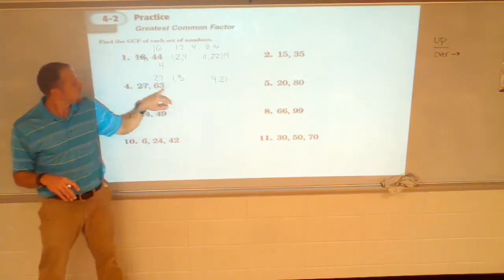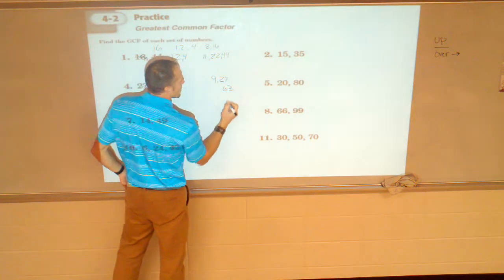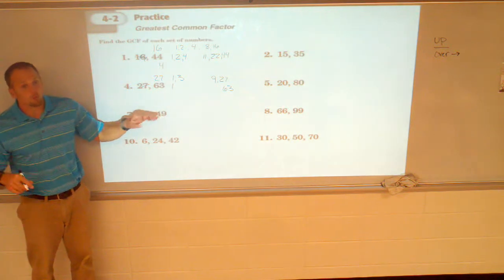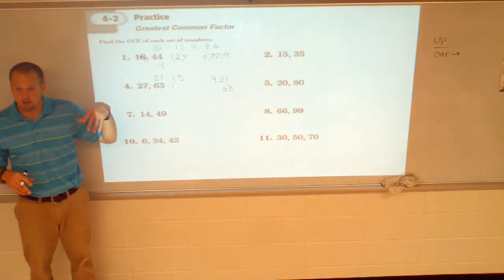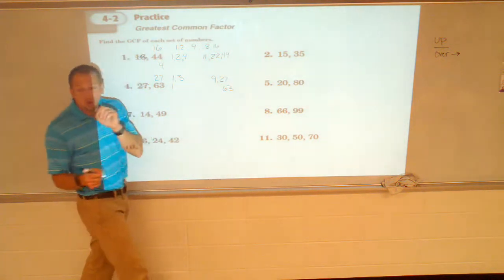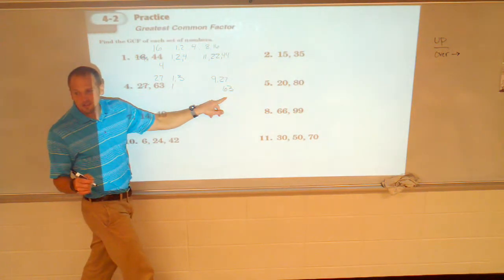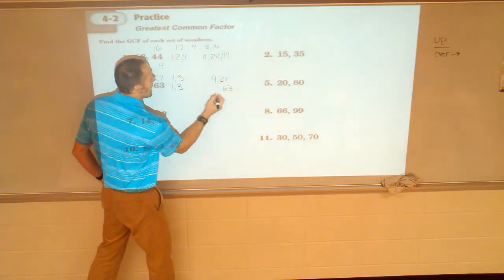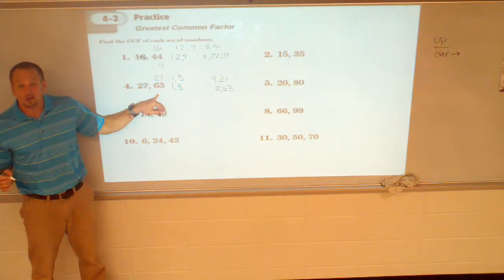Okay? Let's try 63. 1 and 63. Use your calculator. 63 divided by 2. Does it work? Nope, but the answer's bigger, so we keep going. 63 divided by 3 is what? Adam? Close. What's 6 divided by 3? 2. So it's going to be 21. Good. 3 and 21.